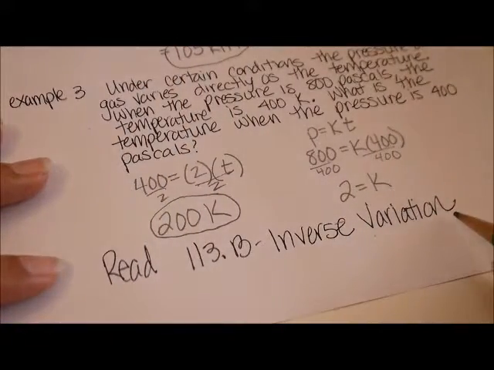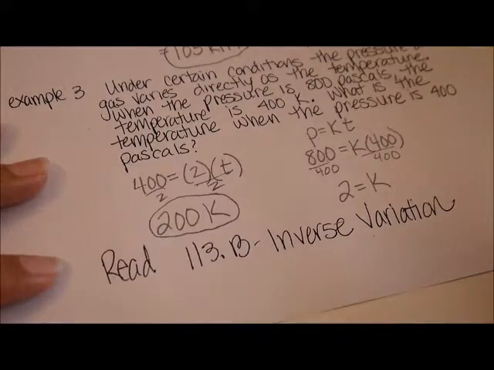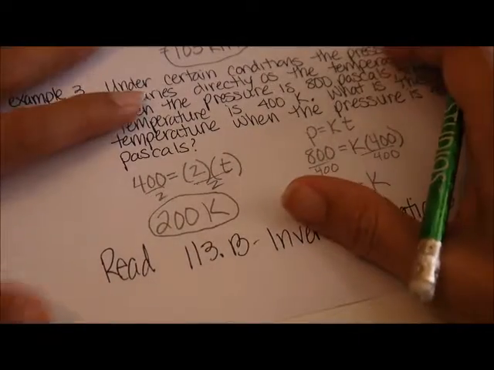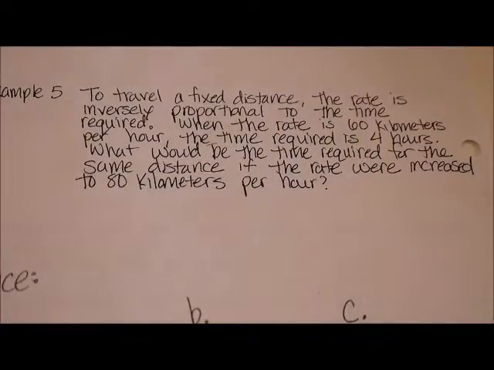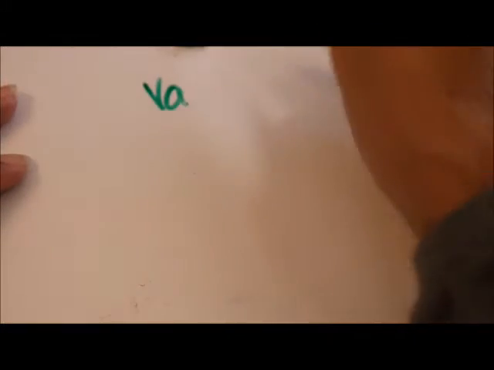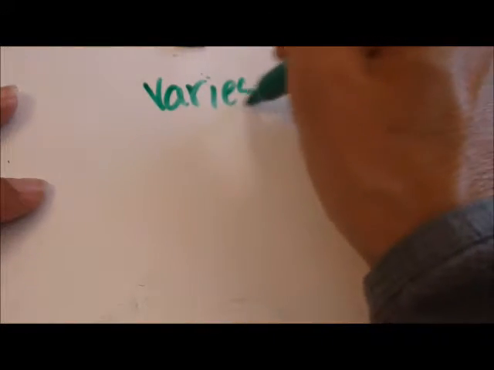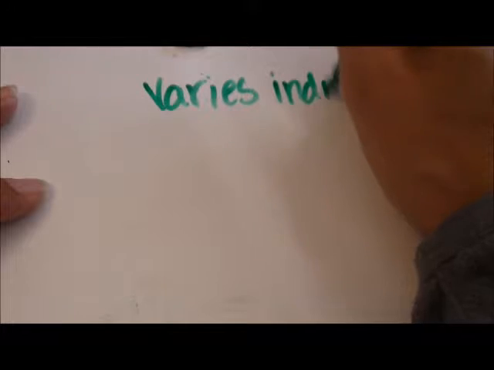All right, now you see I have more information to give you. It's just talking about inverse variation. So what we just did was direct variation. Inverse variation just means that your original equation is set up differently. Okay, so sometimes now we're going to see, we saw varies directly. Now we're going to talk about varies indirectly.